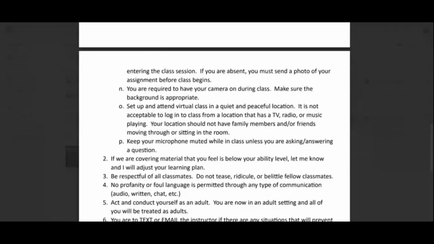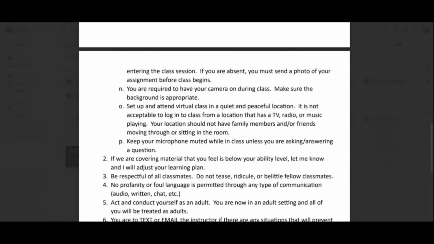Make sure that you're in a quiet and peaceful location. It's not acceptable to be in a location where you've got TV going or radio or music. Make sure that your family members are aware that you're in class. They should not really be sitting in the room with you. They shouldn't be moving in and out. Again, I know that life happens. Some of you have kids that you've got to be watching too. So yes, that's fine. I understand that.